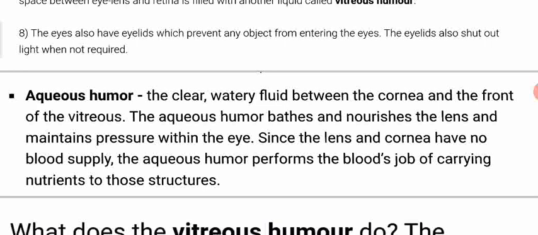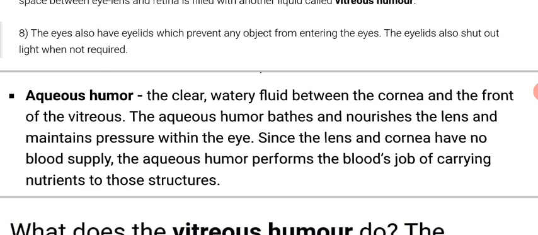The eye also has eyelids, which prevent any object from entering the eyes. The eyelids also shut out light when not required. When we sleep, they shut so that light does not enter our eyes and disturb us while sleeping. This is one of the very important functions of the eyelid.